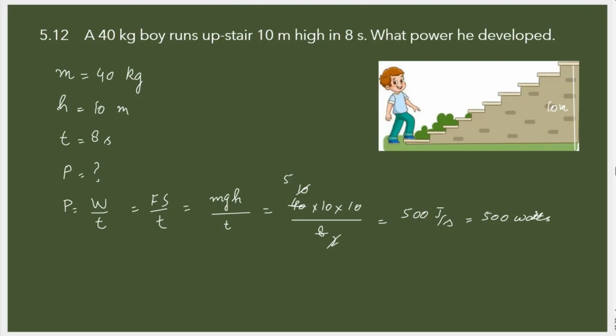I revise it for better concept making. Mass of the student is 40 kg, height is 10 meter, and the time which it takes to reach the maximum height is 8 seconds. We have to calculate power. Power is equal to work over time, and work is calculated as Fs, or it is also equal to mgh, the potential energy of the body, divided by time. Putting the values and after simplifying, we will get that power is equal to 500 watt.